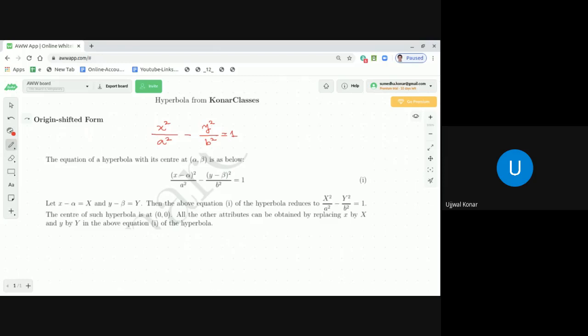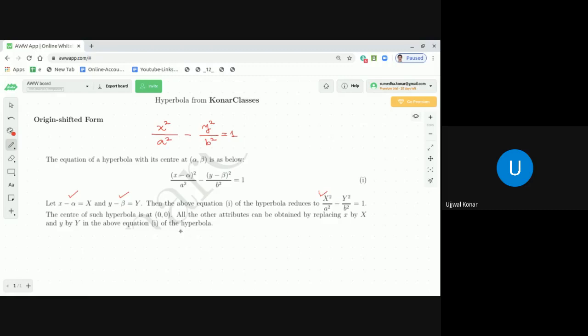And here we are assuming that capital X equal to x minus alpha, and capital Y equal to y minus beta. Then we see that the above equation 1 of the hyperbola reduces to capital X square by a square minus capital Y square by b square equal to 1. And with respect to this new transformation, its center is at the point 0, 0. Correct?